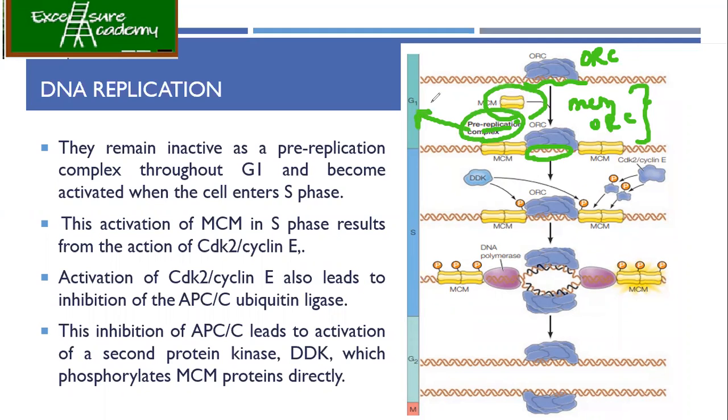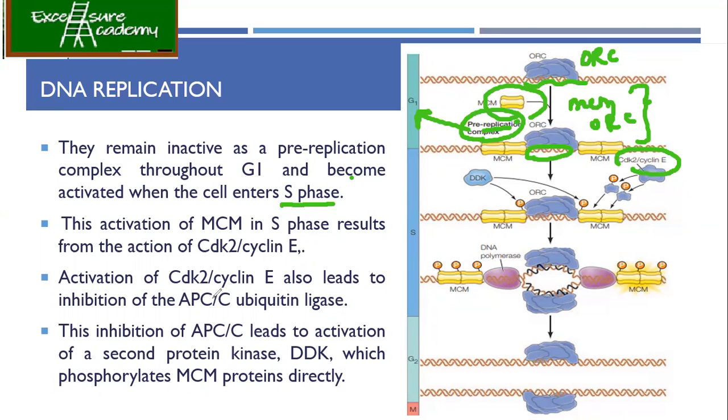Okay, don't get confused. We know that replication happens in the S phase, but the complex is formed in the G1 itself. Now, so they remain inactive as a pre-replication complex throughout G1 and becomes active only when it enters the S phase. Now, this activation of MCM in S phase results from the action of CDK2 cyclin E. So we know that CDK2 cyclin E is responsible for your S phase. Now, what is the function of CDK2 cyclin E in the S phase? So what it is doing is it is activating your MCM protein. Now, how it is activating? By phosphorylating it.